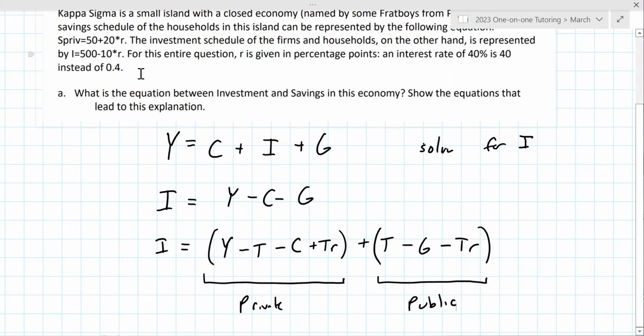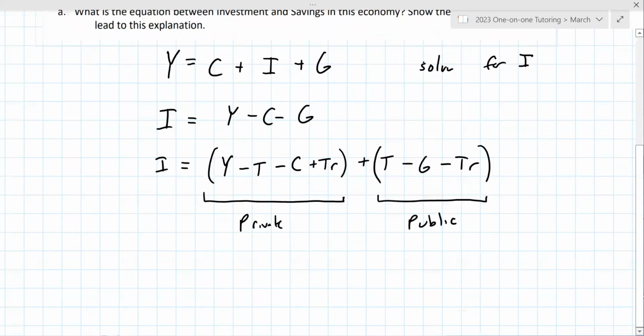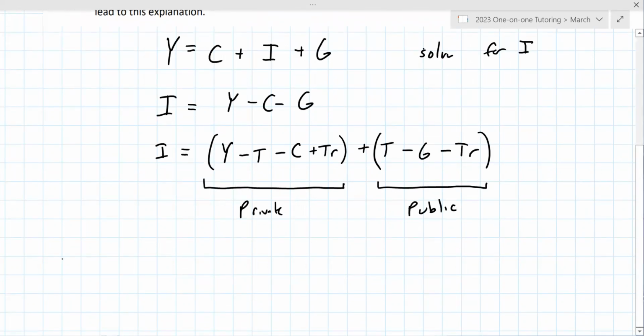I don't really like this because I don't know why this is being done, and they're not using the equations. But we're basically trying to show that private and public savings equal investment. Yes, national savings. So the overarching thing here is that national savings, or investment, is private plus public, which equals national.